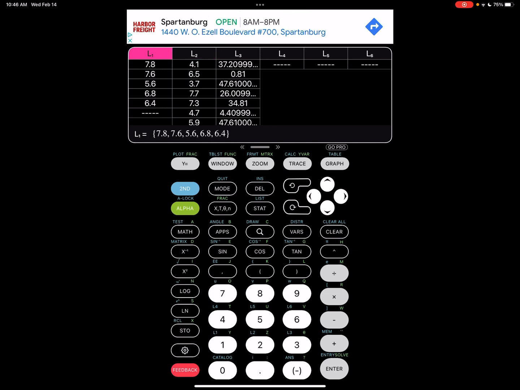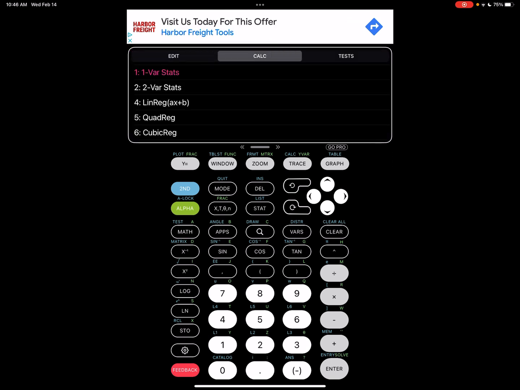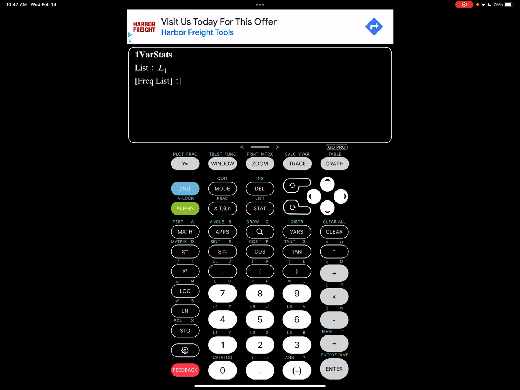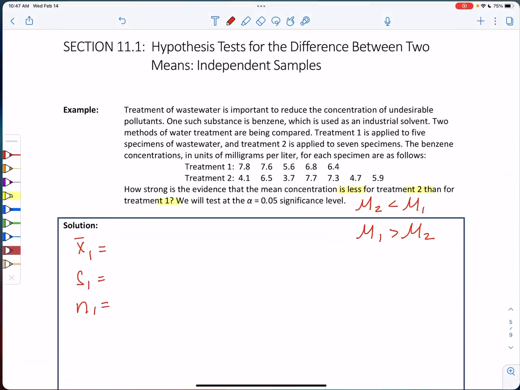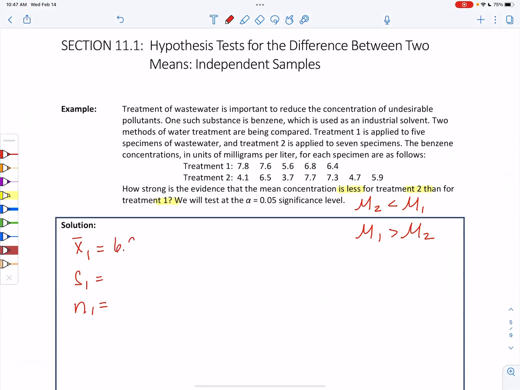All right, the values I need again: sample size, which you can see here, sample mean, and sample standard deviation. In my graphing calculator, I would go to Stat, over to Calculate, and choose the one variable stats. I'm going to run it on list 1 to start. I'm going to leave my frequency blank, because everything occurs just one time. And I'm going to hit enter to evaluate. It gives us a lot of information, so you have to scroll to see it all. First thing you see is your sample mean. So X bar for group 1 is 6.84.